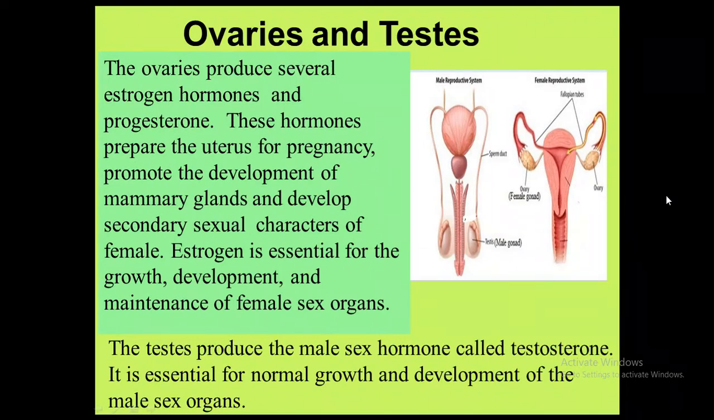So these hormones prepare the uterus for pregnancy, promote the development of mammary glands, and develop secondary sexual characters of females. So estrogen and progesterone help the development of the secondary sexual characters of females. Estrogen is essential for the growth, development and maintenance of female sex organs. The testes produce the male sex hormone called testosterone. It is essential for normal growth and development of the male sex organs.